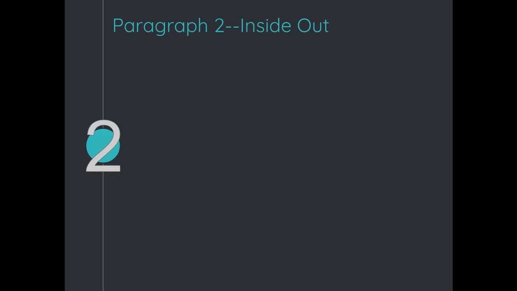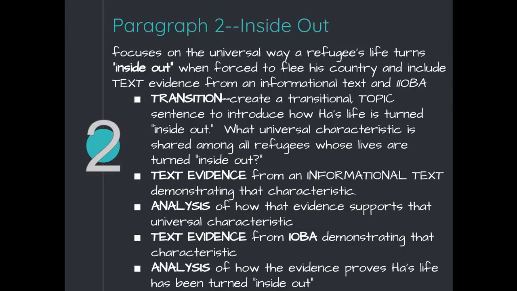Okay, so that second paragraph. So we finished the introduction. Now we're on that second paragraph. This second paragraph is going to focus on how a refugee's life turns inside out when forced to leave his country, and include text evidence from an informational text and Inside Out and Back Again. So you're going to be pulling quotes from one of the informational texts that we read, as well as Inside Out and Back Again, to focus on one characteristic of a refugee's life that is universal when they turn inside out.